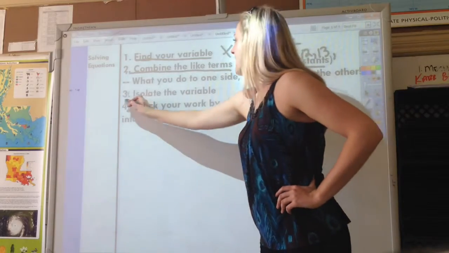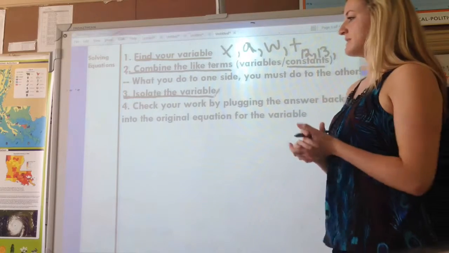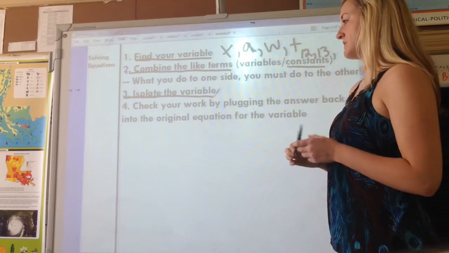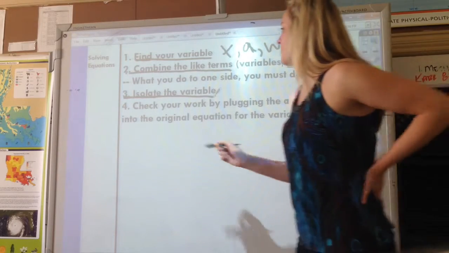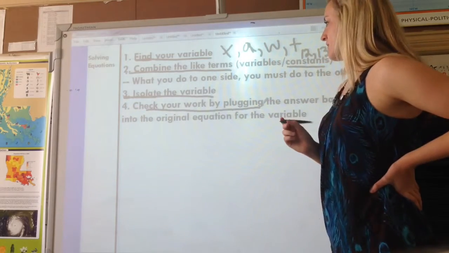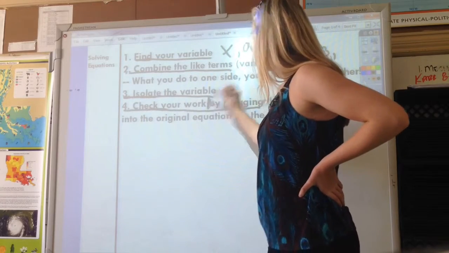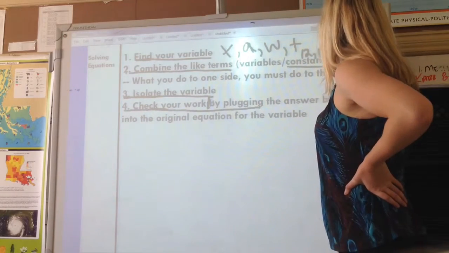My third step is to isolate my variable. Definitely write that one down on your page because that's basically the process that we go through to solve the equation. And our fourth step is to check our work by plugging the answer back into the original equation. Just write a 4 and then check your work. Let's go ahead and do an example. This will make much more sense.